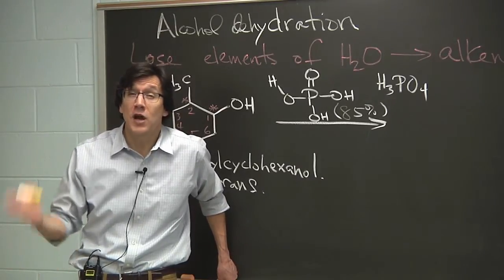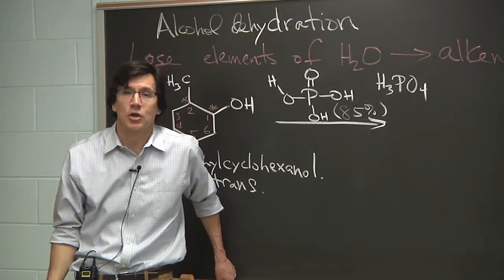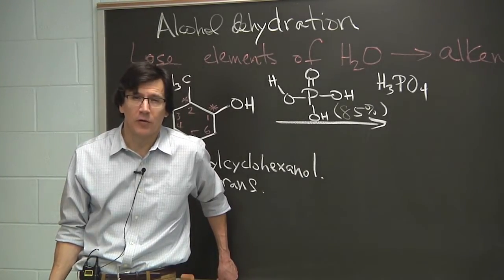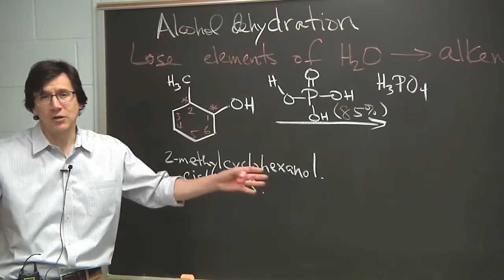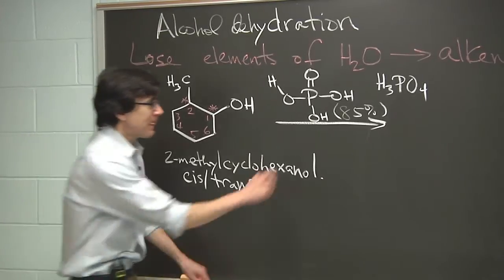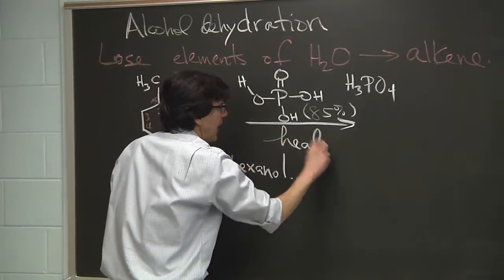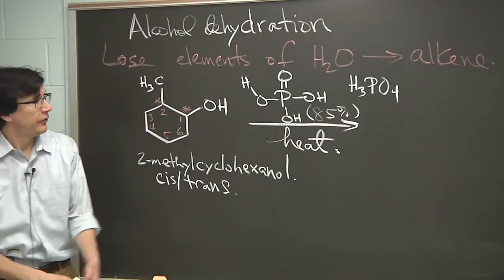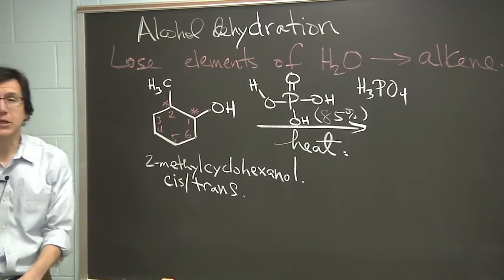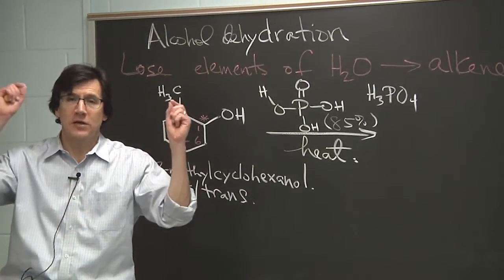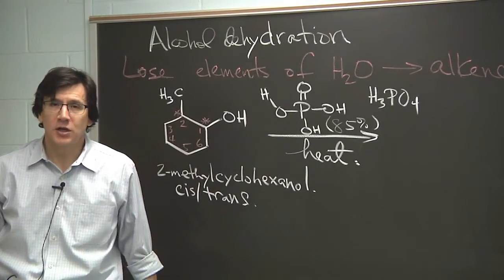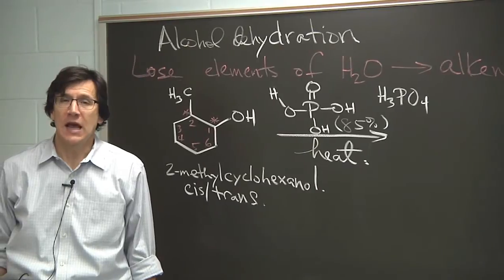And after all, if you're trying to dehydrate something, you should have as low a concentration of water as you can, because dehydration involves removal of water, and doing the reaction under a lot of water, that's not a very good way to do it. And then oftentimes these reactions will be heated up. So if you see this type of reaction conditions and an alcohol to begin with, you should immediately say to yourself, this is an alcohol dehydration. The product will be an alkene.